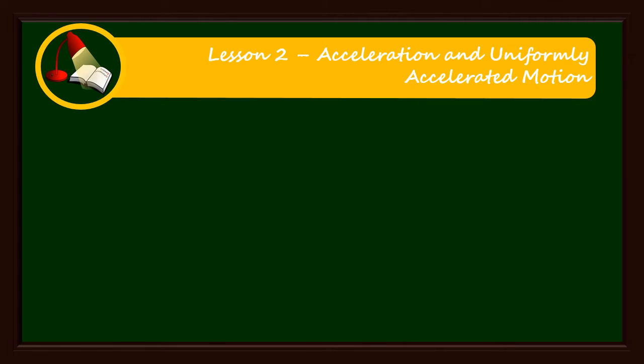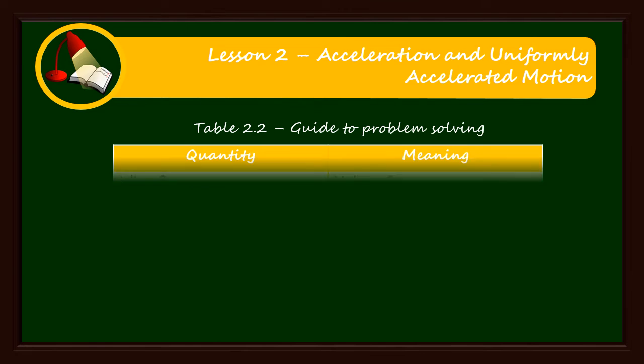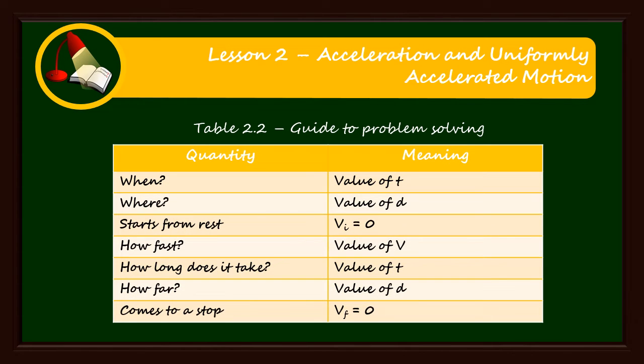Before we proceed to solving problems involving uniformly accelerated motion, here's table 2.2, that will serve as a brief guide to help you translate problems involving motion. If the question is, when, it means that you need to solve for the value of time. The question, where, indicates that you have to find the distance. Starts from rest implies that the initial velocity is equal to 0.